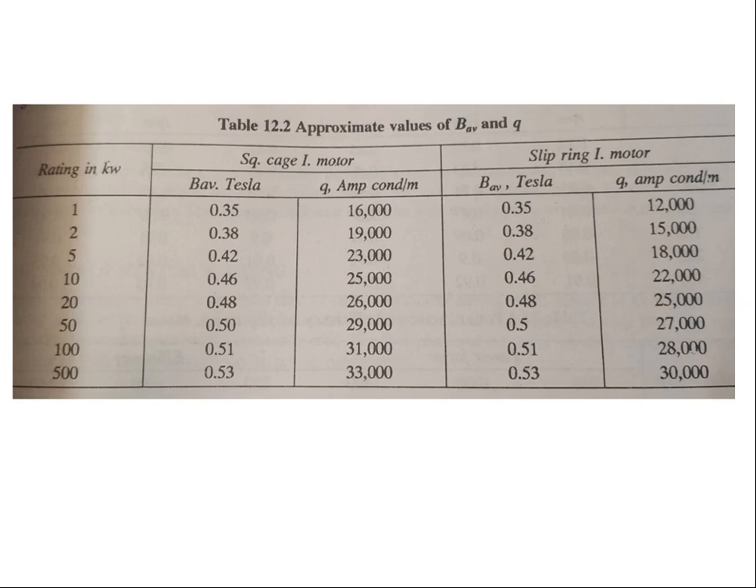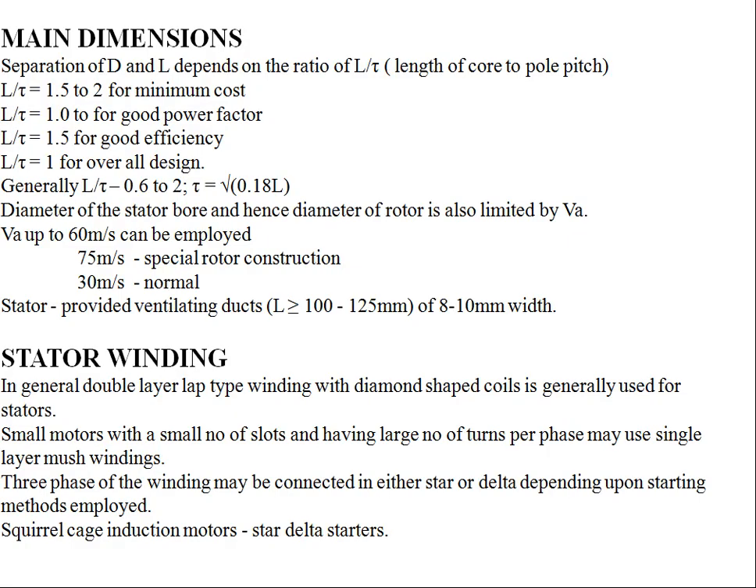And for slip ring, the same value for specific magnetic loading, whereas the specific electric loading is 12,000 ampere conductor per meter. And for different ratings, that is 2, 5, 10, 20, 50, 100 and up to 500 kilowatt, we can find the values of specific magnetic loading and specific electric loading for squirrel cage as well as slip ring induction motor, as you can see in this slide.